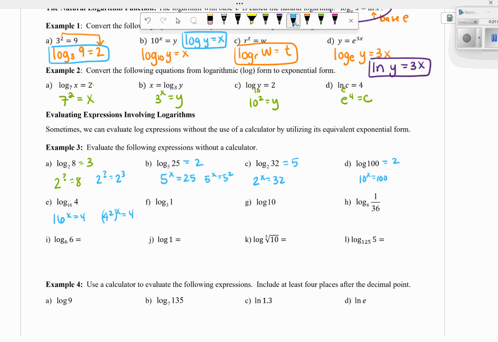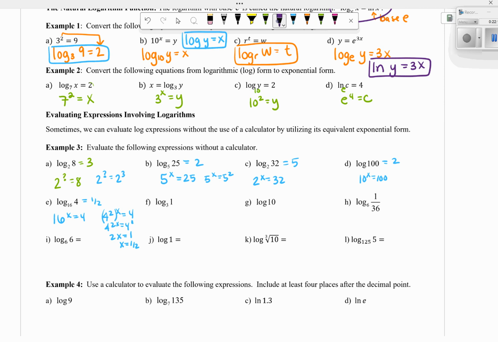Remember, multiplying these powers uses the power rule. So 4 to the 2x equals 4, and this is to the first power, we just don't write it. Once you have the same base, you can set the exponents equal. So 2x equals 1, so x equals 1/2. That makes sense because 16 to the 1/2 power is the same thing as the square root, and the square root of 16 is 4.